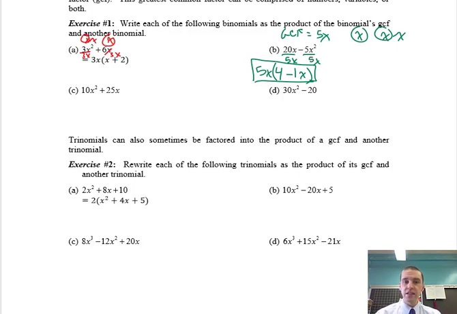Notice that in D, we have 30 and 20. Notice that they're each divisible by 10, so my greatest common factor will be 10. And notice I have x squared here, but no x's here. Can't take any x's out, so I'm just going to divide by 10. Put the 10 out in front. You've got to always remember to put the 10, the greatest common factor, out. 3x squared minus 2.